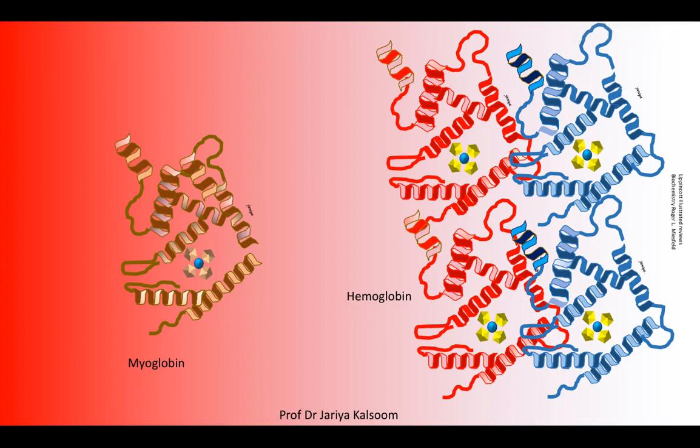Here the structures of hemoglobin and myoglobin are shown side by side. Although less than 20% of amino acids are identical between myoglobin and either the alpha or beta subunits of hemoglobin, all three polypeptides share the same protein fold called the globin fold, which contains 8 alpha helices.